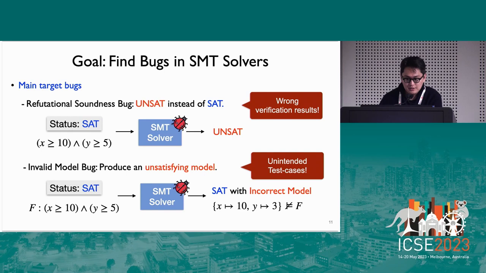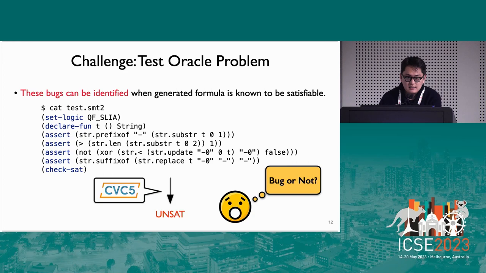But finding these bugs is not simple. It is because they can be identified only when we know the formula is satisfiable. This challenge is called the test oracle problem. This slide shows a simple example illustrating this problem. CVC5 returns unsat for this given formula, but we cannot check whether this result is true or not.